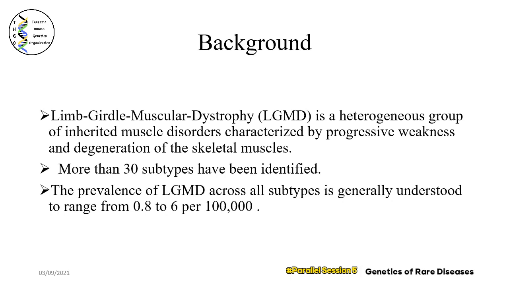Limb-girdle muscular dystrophy is a heterogeneous group of inherited muscle disorders characterized by progressive weakness and degeneration in the skeletal muscle. More than 30 subtypes have been identified today, and the prevalence of limb-girdle muscular dystrophy across all subtypes is generally understood to be between 0.8 to 6 per 100,000 inhabitants.